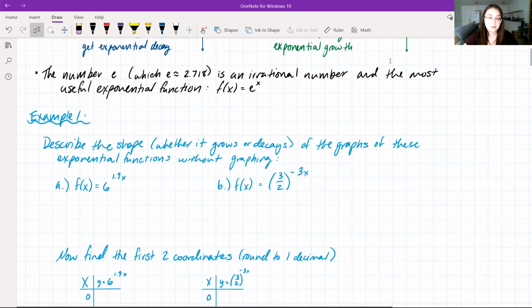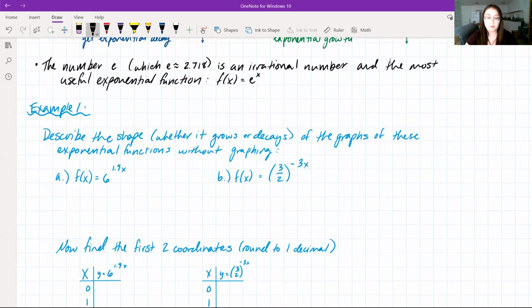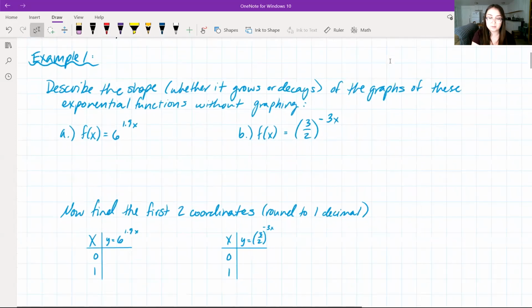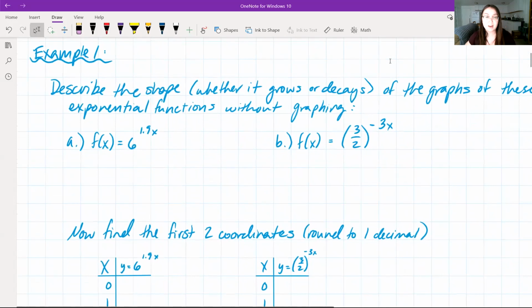All right, going into our first example, we want to describe the shape, so basically whether it's going to grow or decay, of the graphs of these exponential functions without graphing. So without graphing these functions, we want to see whether each will be growing or decaying. Considering part A, we have f of x equals 6 to the power of 1.9 times x.